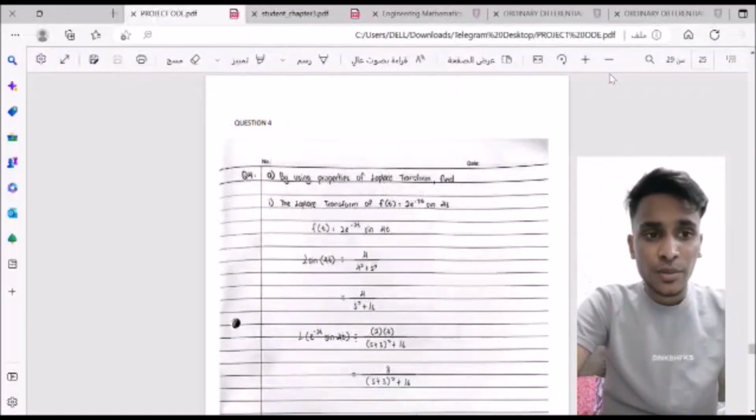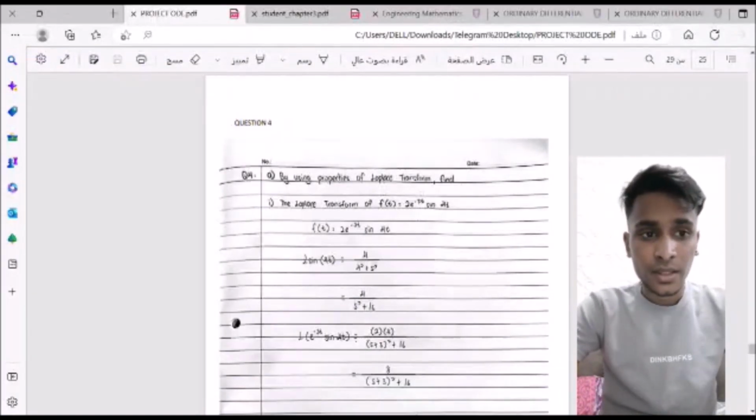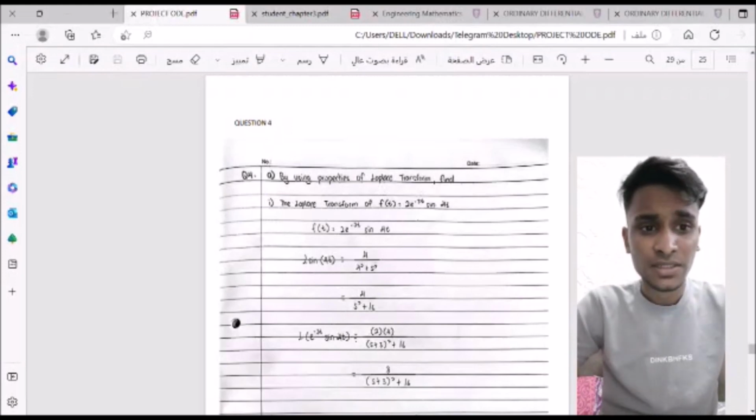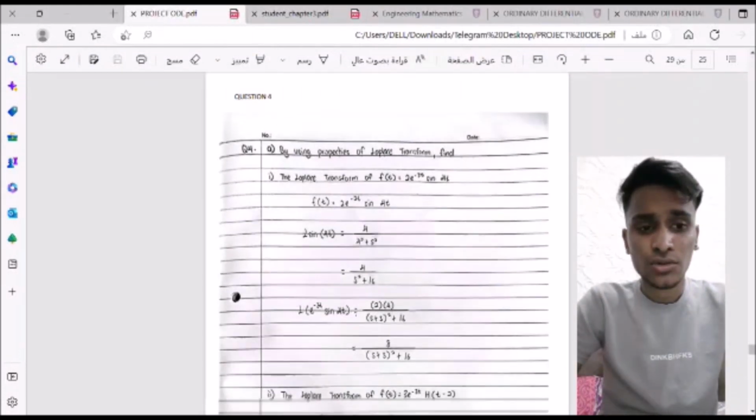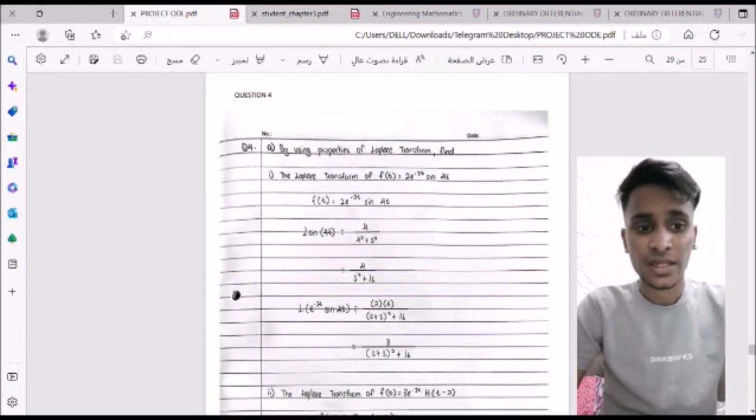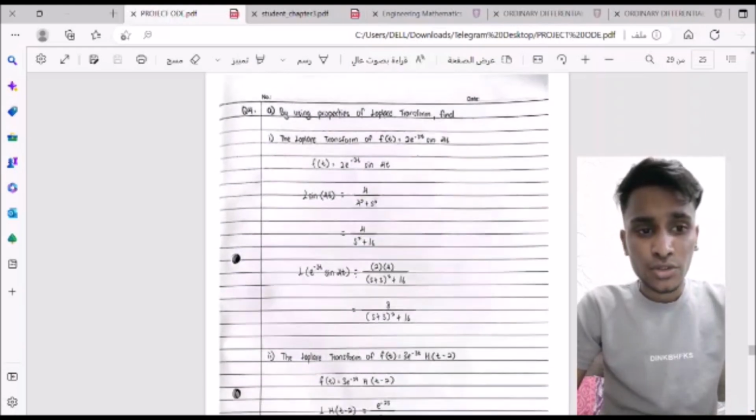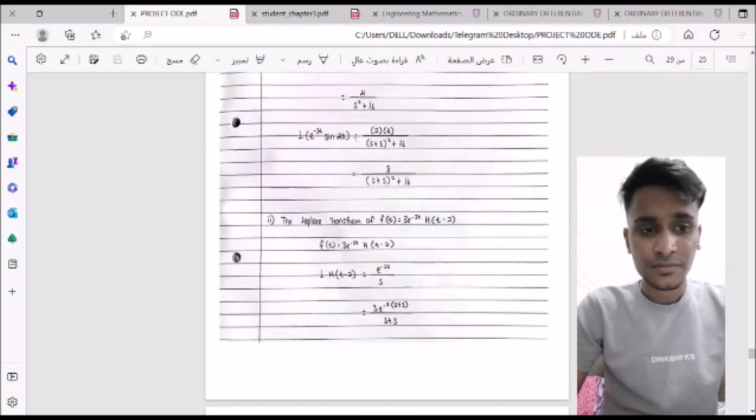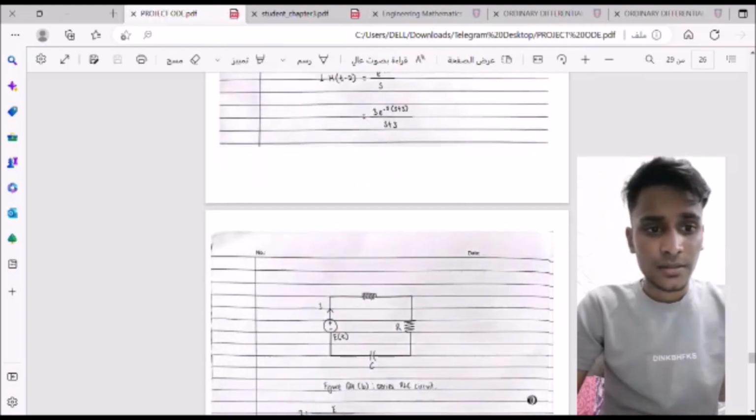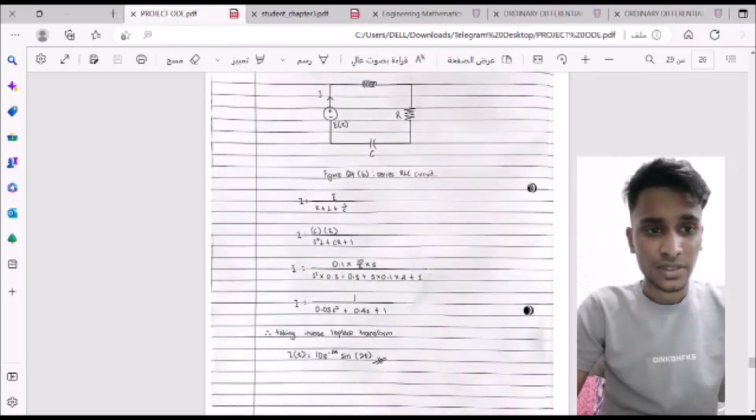Okay, now I'm going to explain question 4a. Question 4a, number 1, the Laplace transformation of f(t) equals 2e^(-2t) sin(t). So this is the calculation that I did. And number 2 is the Laplace transformation of f(t) equals 3e^(-t) h(t - 2). And these are the calculations of number 2.